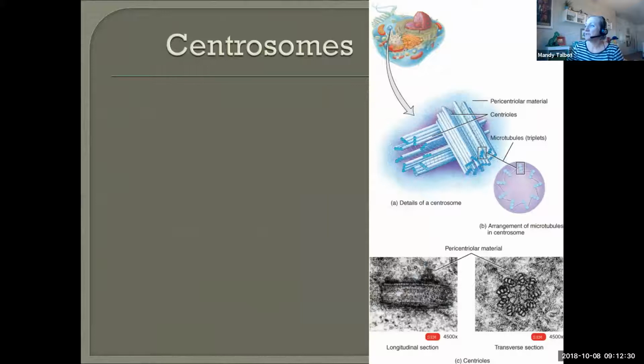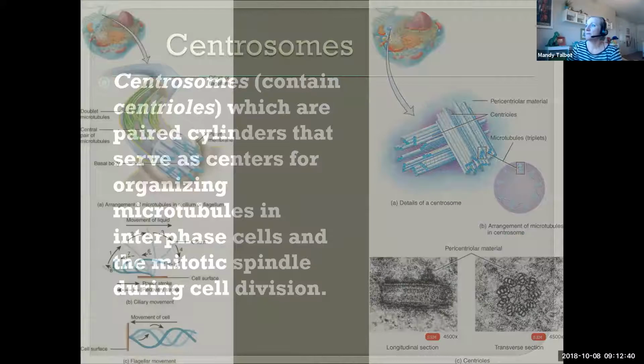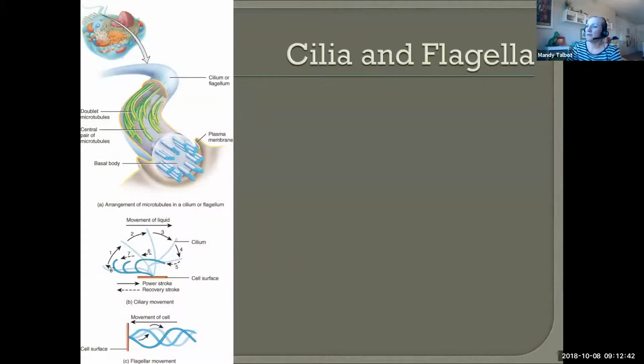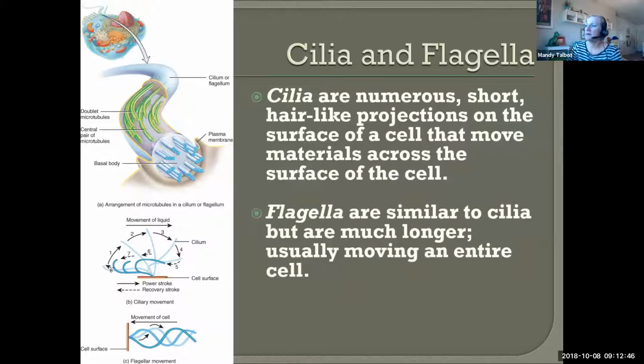All right, centrosomes, these guys contain centrioles, and these are really important in cell division, mitosis and meiosis. Cilia and flagella, think movement typically with these guys. Flagella are going to be found in sperm cells, and they're going to help propel the sperm where it needs to go.